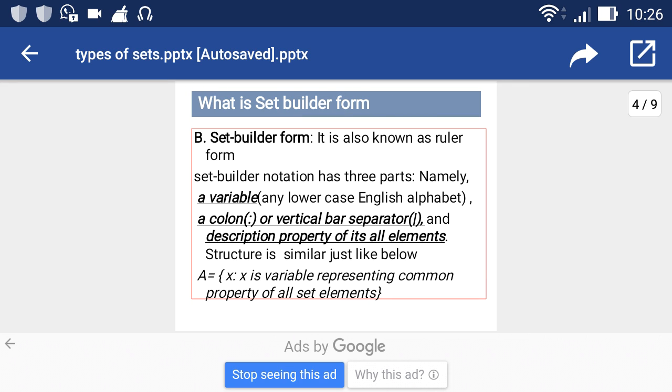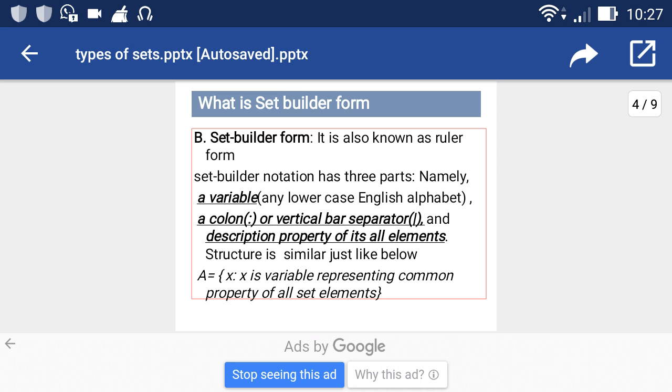Now let us take set builder form. Set builder form is also known as the rule form. It has namely 3 parts. The first part is a variable. The variable can be anything, x, y, z, but it should be expressed in a lowercase letter. It is followed by a colon. The colon represents the words "such that". The colon can be replaced with a vertical bar separator. The last part is the description property of all elements. The description property represents the common property of all elements.